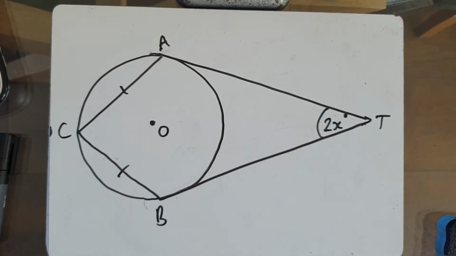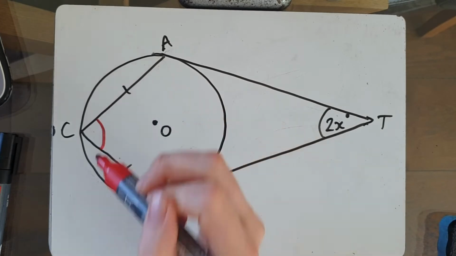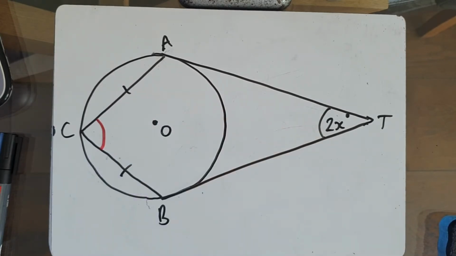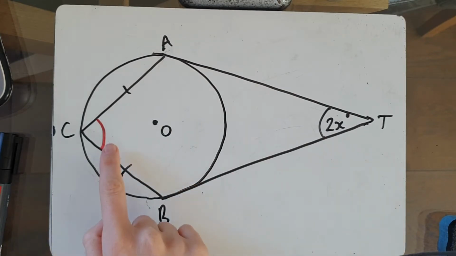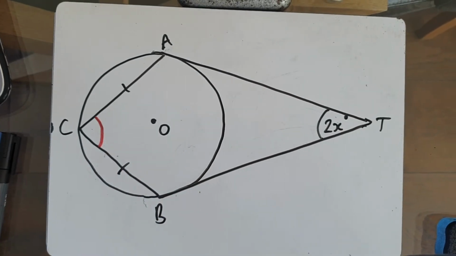Question 8 is similar to question 7 in that we are working with non-numerical angles. The question wants us to prove that ACB, so this angle, is 90 minus x. It wants us to prove that, so we can't assume it in the first place. We need to do a load of maths that's going to show that this ends up being 90 minus x.